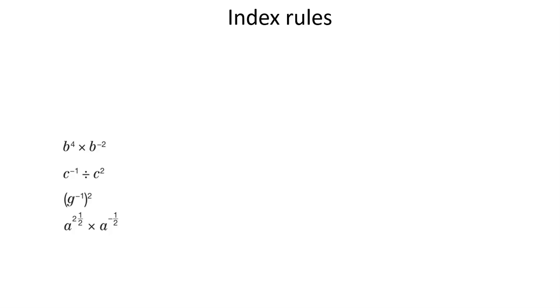Hello, and this time we're looking at the index rules, which I'll just talk about generally, and then we'll have a look at a couple of examples. So index rules are all about when you're multiplying or dividing or doing something else to a number or two numbers with the same base.